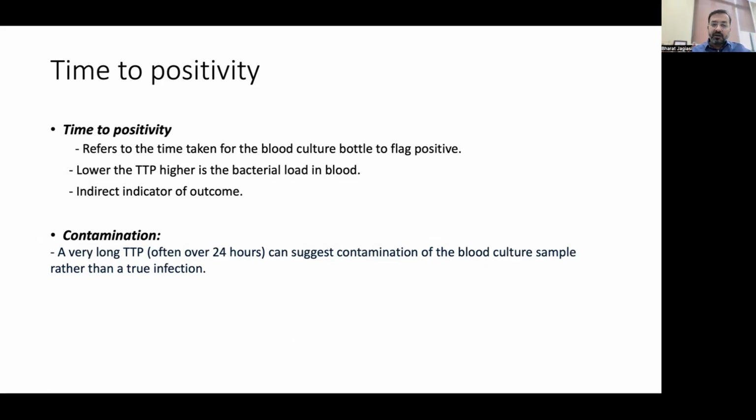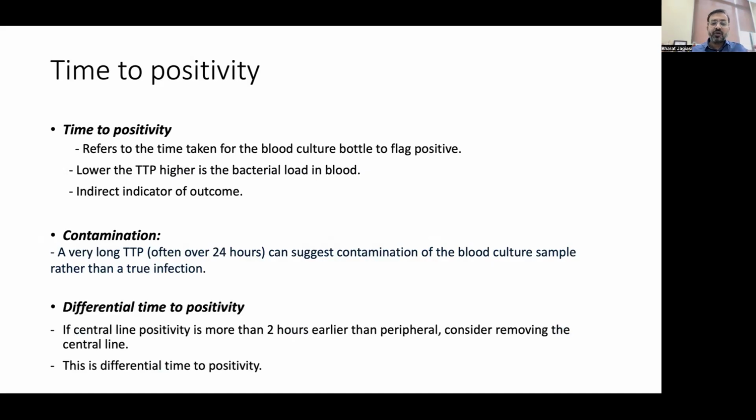If the time to positivity is less, that means the inoculum of bacteria is very high. So of course, more chances of severe disease, more chances of septic shock, and eventually more mortality will be seen. It can also help us rule out contamination. A very long time to positivity, often over 24 hours, can suggest a contamination of the blood culture sample rather than a true infection. So if the culture bottle has taken more than 24 hours to flag positive, it's more of a contamination rather than a true infection.